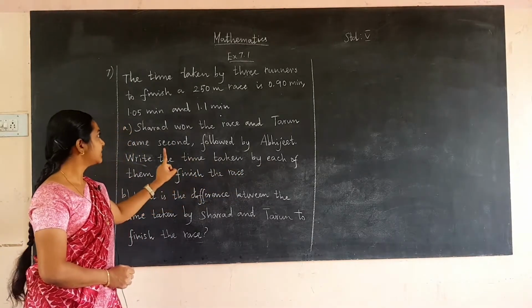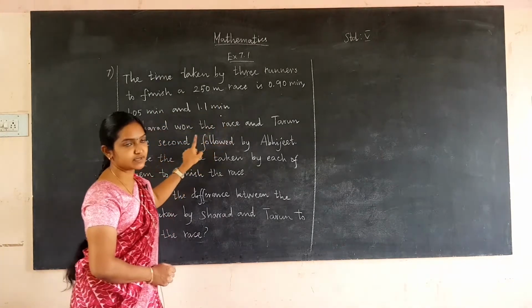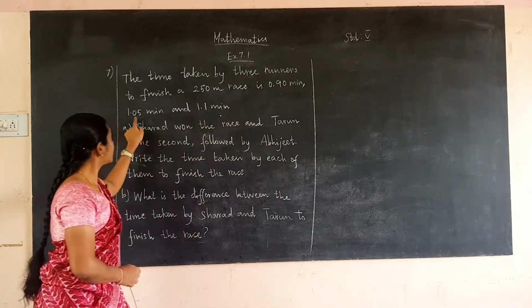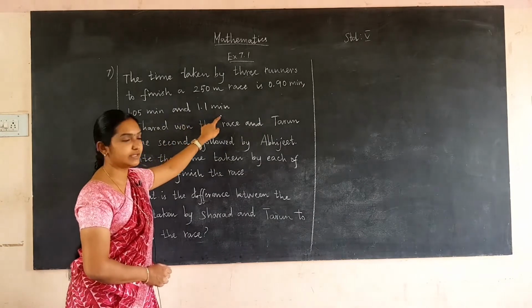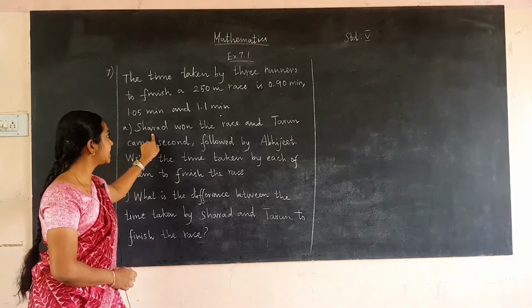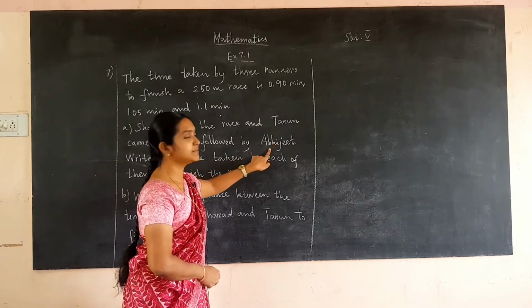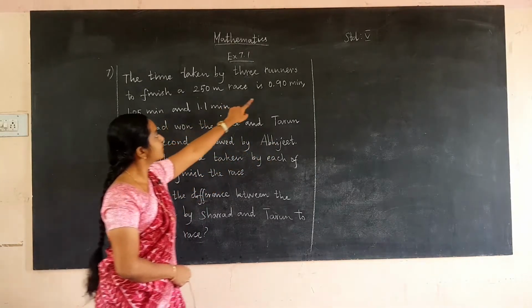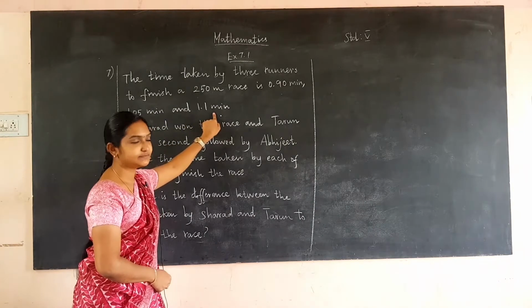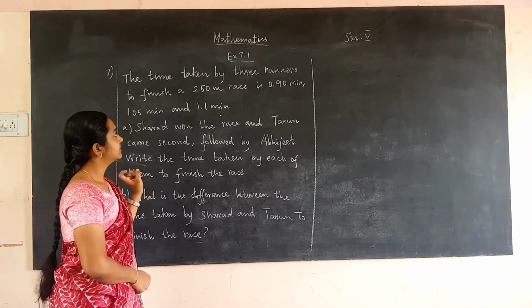The first question is we have to find which timing suits for each person. The timing is given as 0.90 minutes, 1.05 minutes and 1.1 minute. The winner is Sharath. So, the time taken by Sharath will be less than time taken by Tarun and Abhijit. So, we have to compare 0.90, 1.05 and 1.1 minute. We have to compare these three and find the least timing.